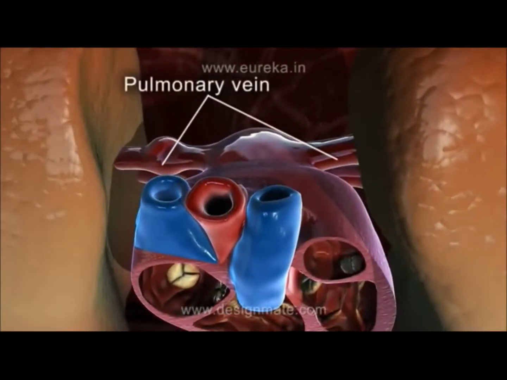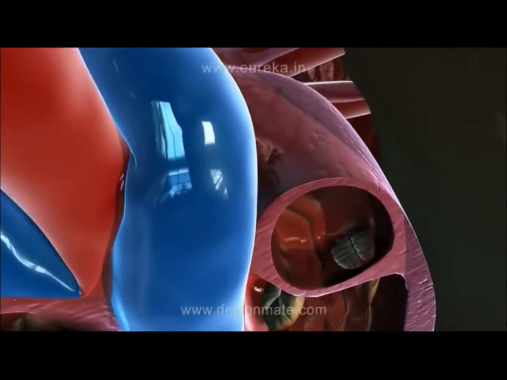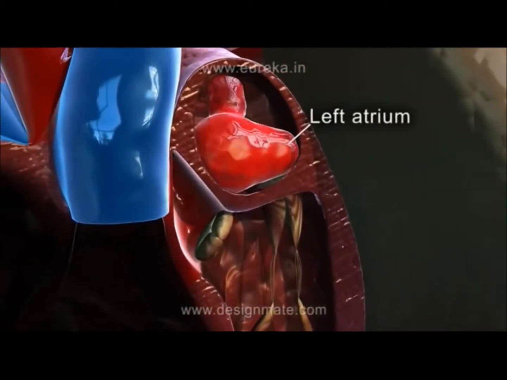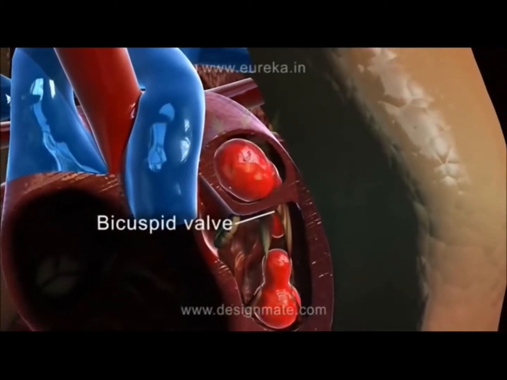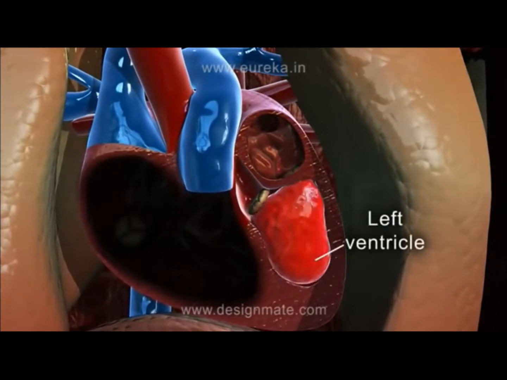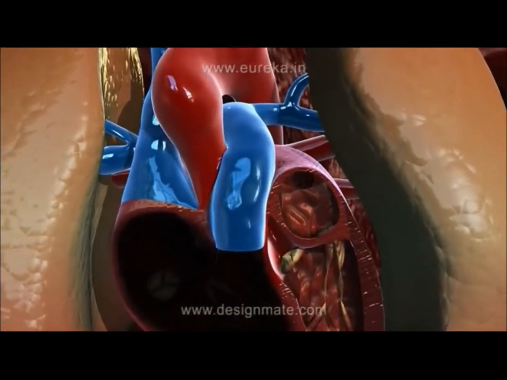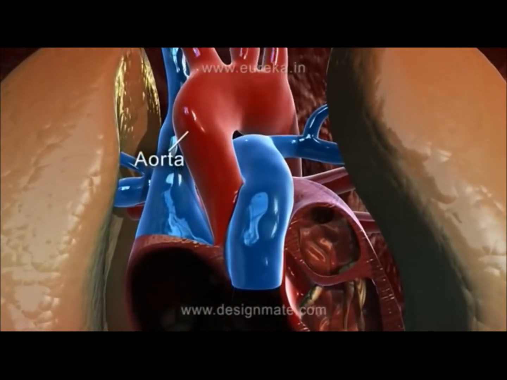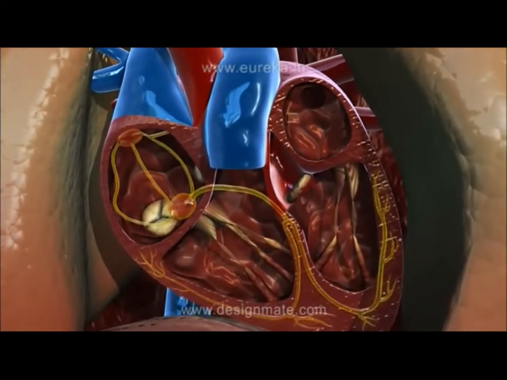The pulmonary vein brings back the oxygenated blood into the left atrium of the heart. During atrial contraction, the blood passes through the bicuspid valve into the left ventricle. During ventricular contraction, the blood pushes its way into the aorta, from where it goes to various parts of the body.